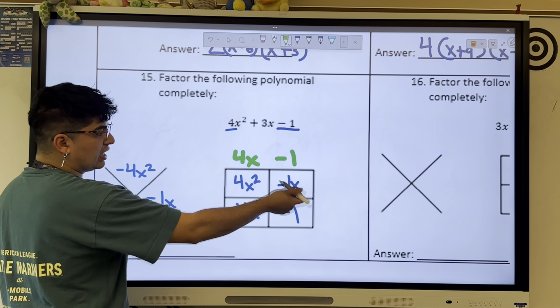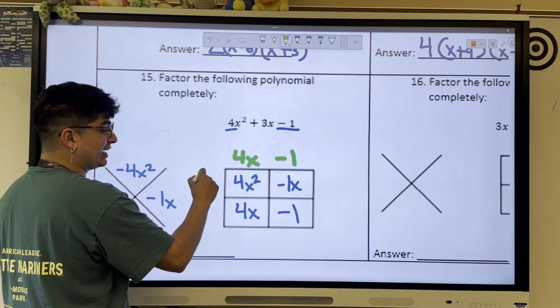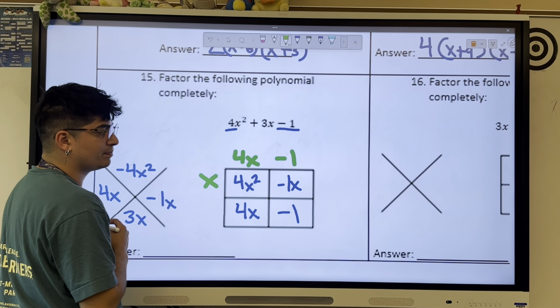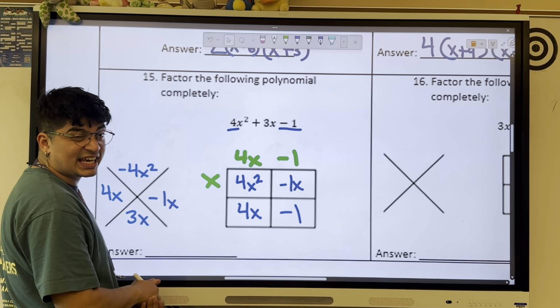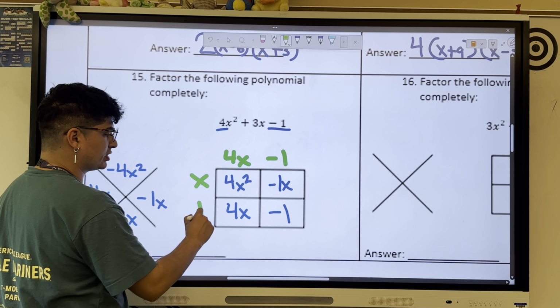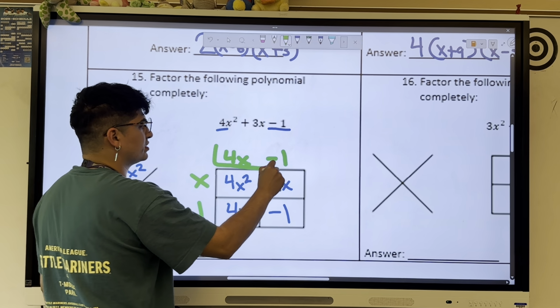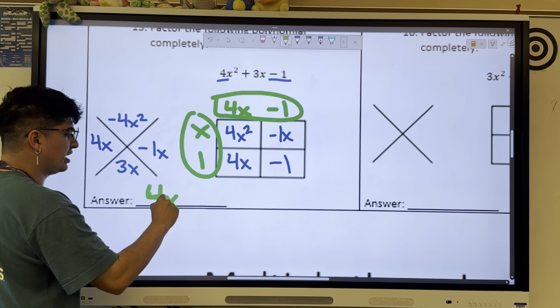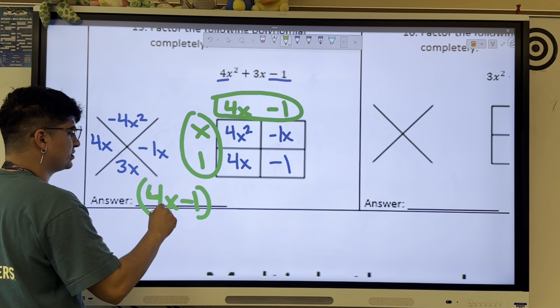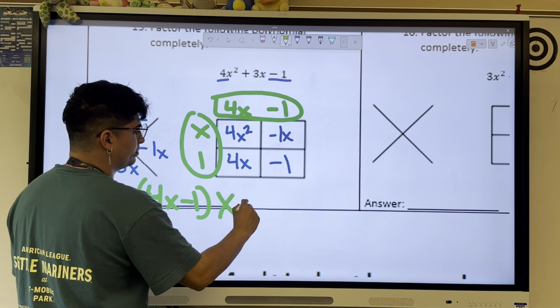Going from right to left, I can take out an x. I can't divide by a number, and they're not both negative, so I can't take out the negative, but they both have an x that I can take away. For this one, you can't technically divide by any number, and you can't take an x because they don't both have one, so it's just a positive 1. And so this is our answer. 1 parentheses, 2 parentheses. Final answer being 4x minus 1 inside of parentheses, and then x plus 1 inside of another parentheses.